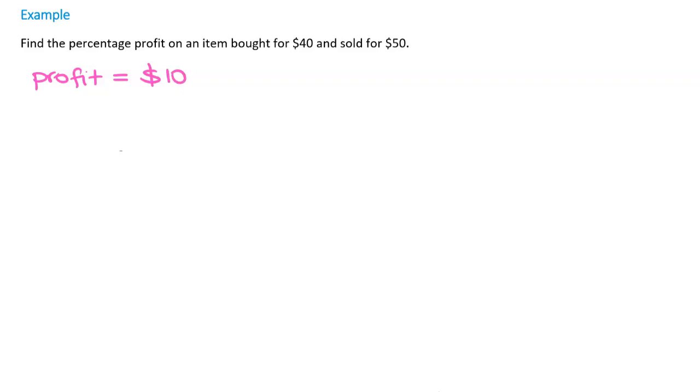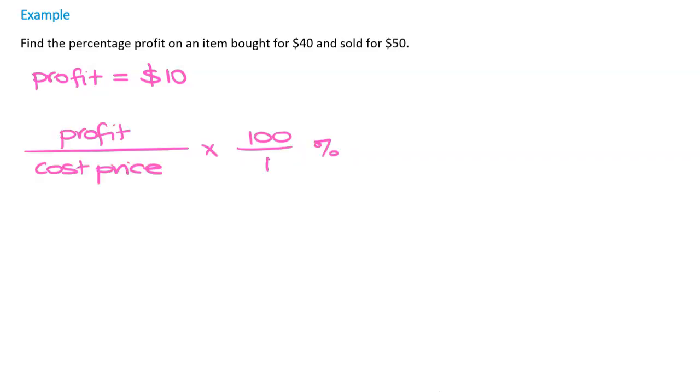To find the percentage profit, let's first write out our equation for percentage profit. That was profit divided by cost price times 100%. Like I talked about in a previous lesson, if you'd like to put that percent sign at the bottom, the last step of your calculation, that is fine with me. But if you're the type of person who thinks they'll forget it, you can include it during your calculation.